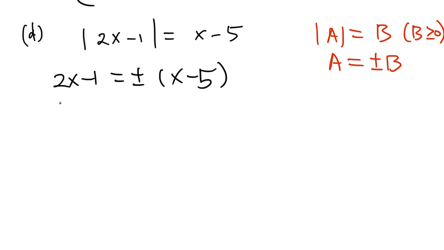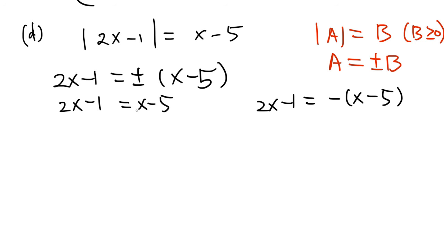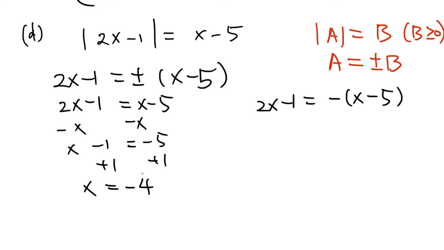So if this is plus, we have 2x minus 1 equals x minus 5. If the sign is negative, we have 2x minus 1 equals negative parentheses x minus 5. Let's solve the first equation. Subtract x. We've got x minus 1 equals negative 5. And add 1. We have x equals negative 4. So here's the first solution.